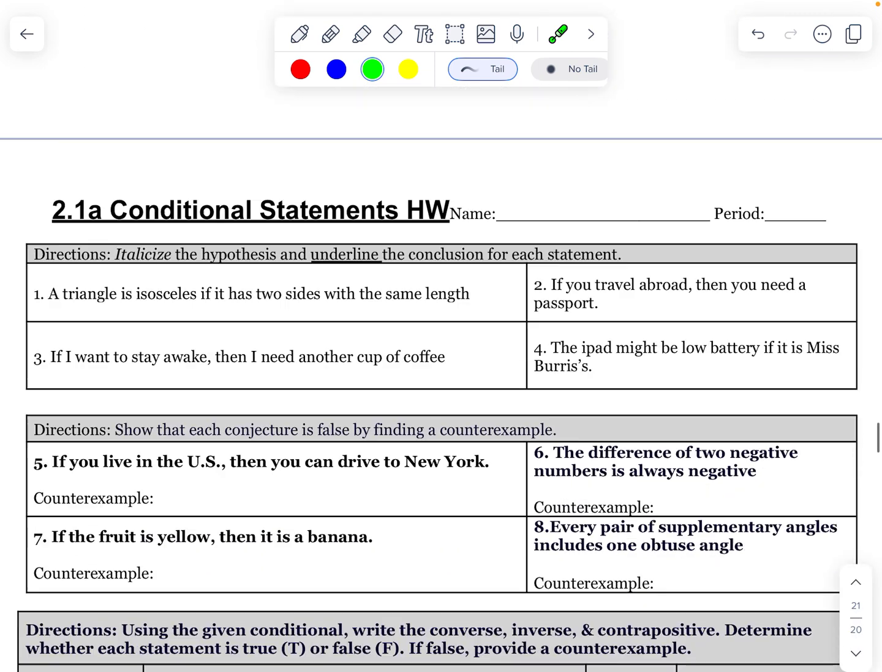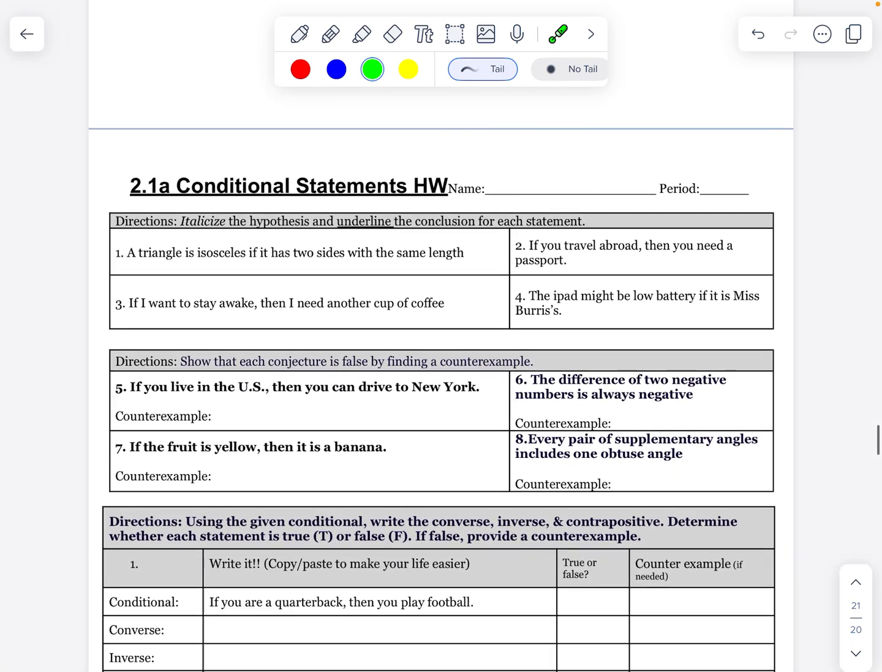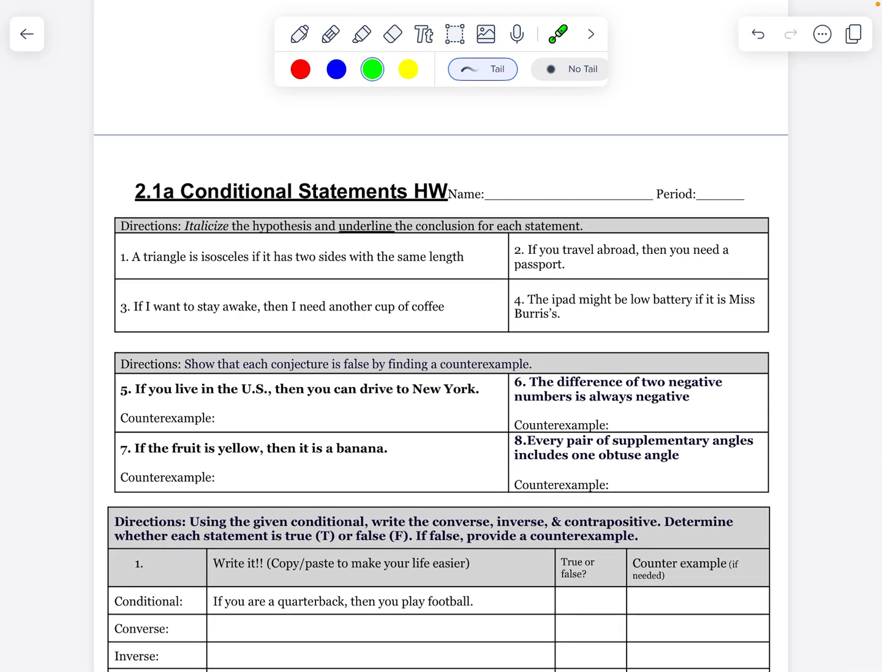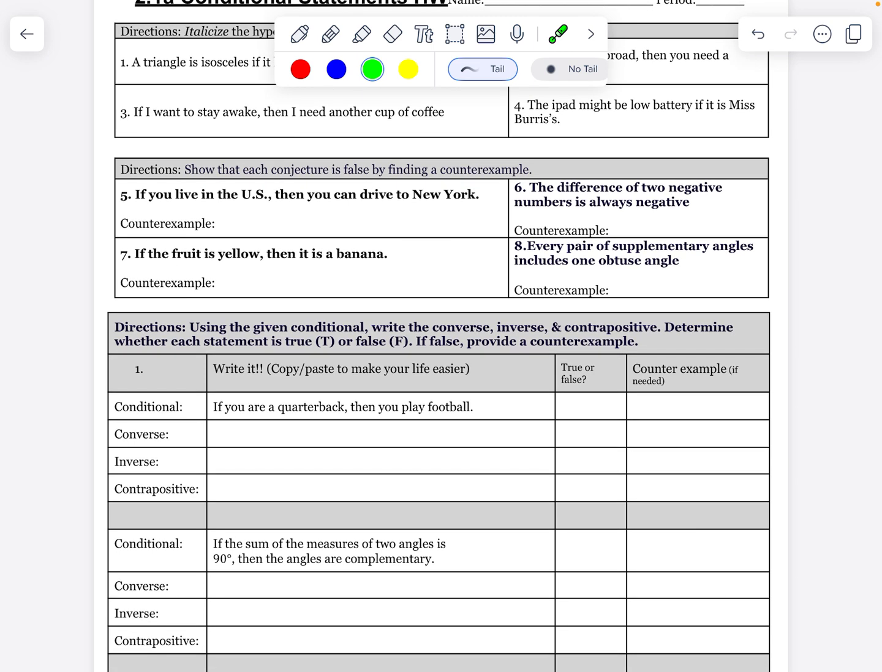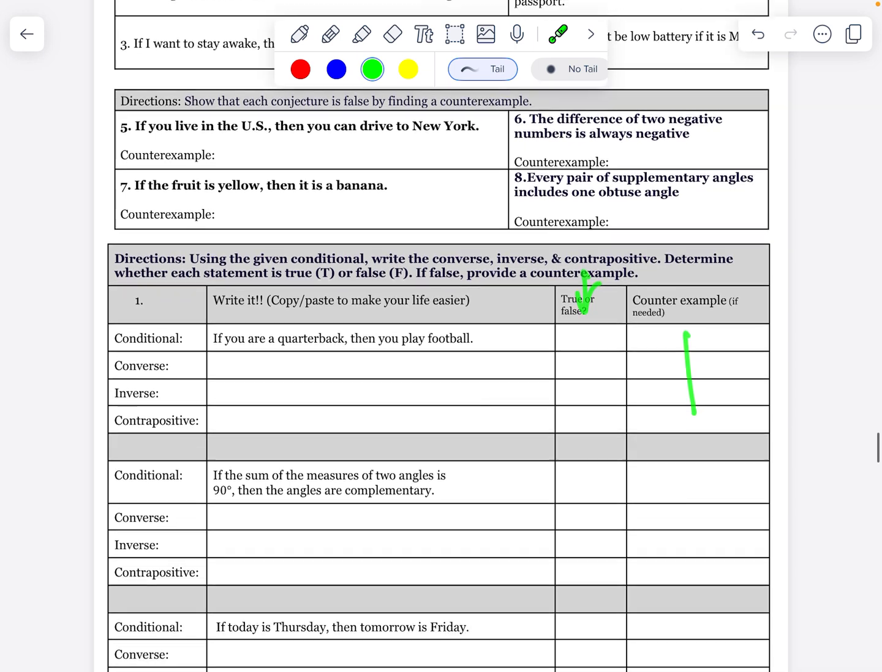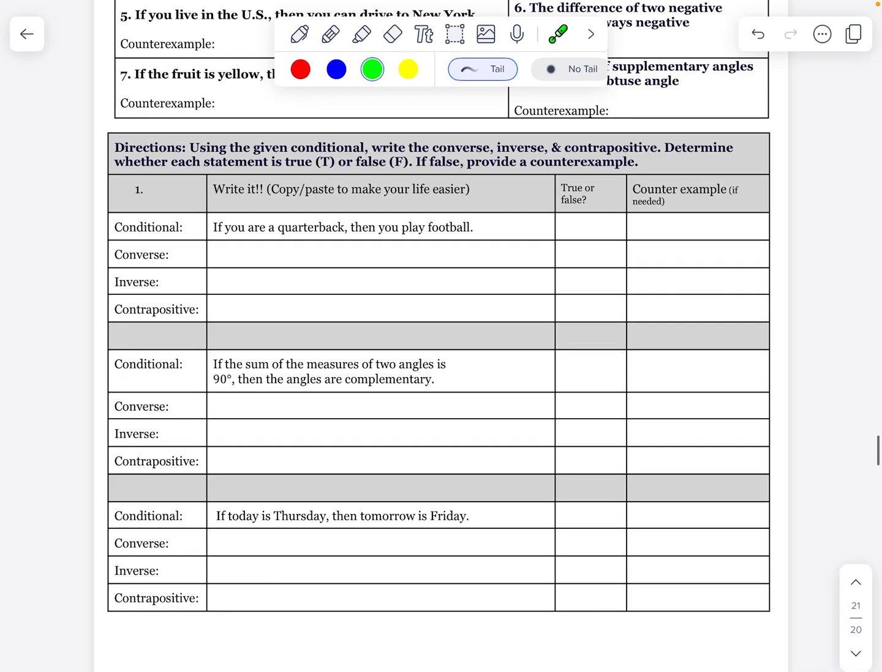Your homework is on Google Classroom. I would really like you to put in all your answers. So like italicize the hypothesis, underline the conclusion, show that each conjecture is false by finding a counterexample. So just list your counterexample. Here we are writing a converse, an inverse, and a contrapositive. Copy and paste, makes your life easier, is why this is on Google Classroom. Then think, are these true or false? Make a counterexample if that helps. Great, I hope that helps.